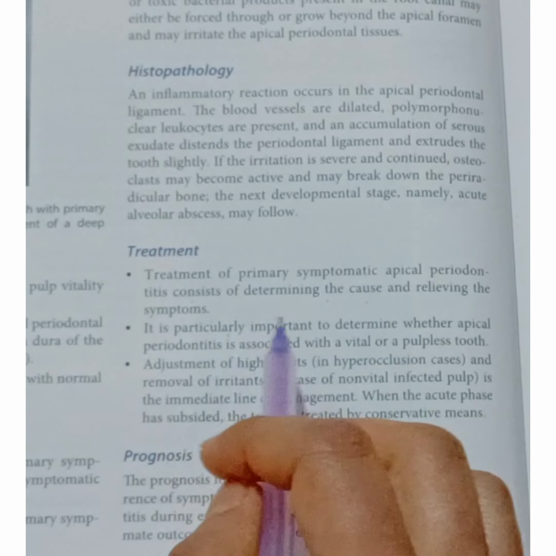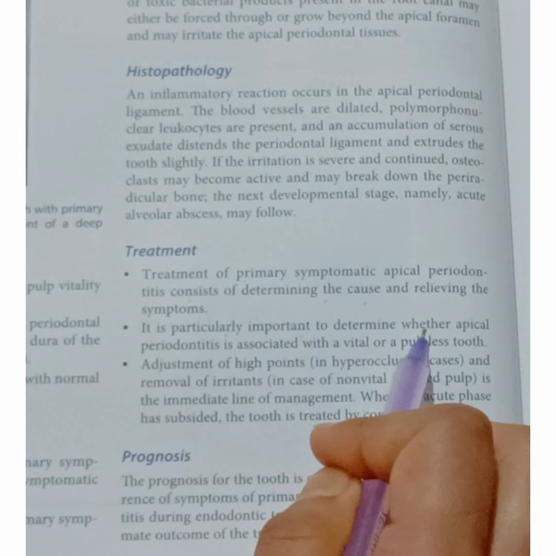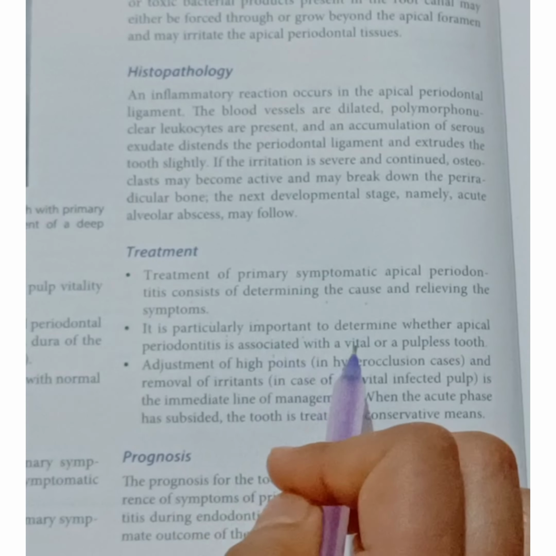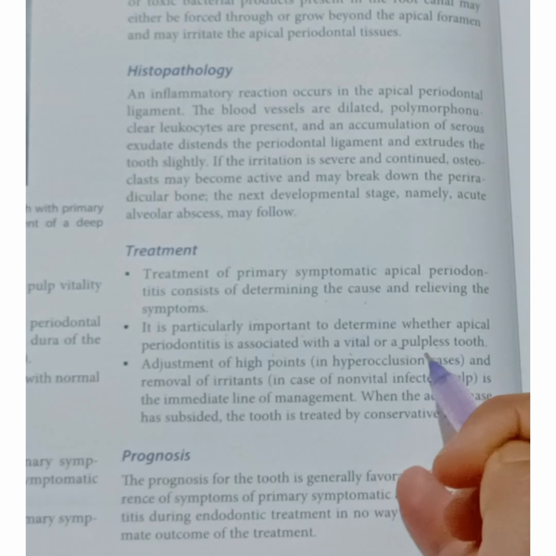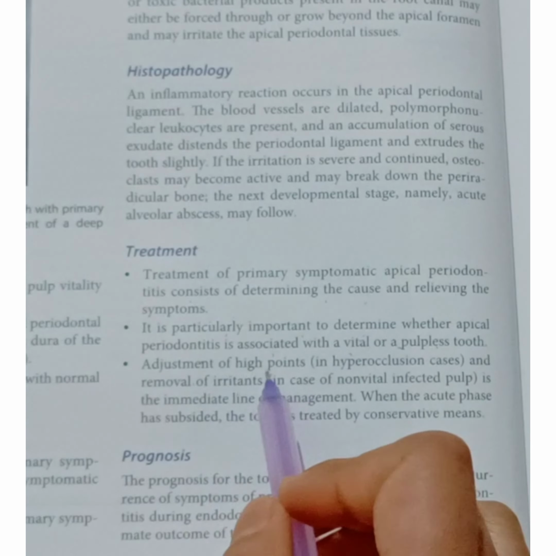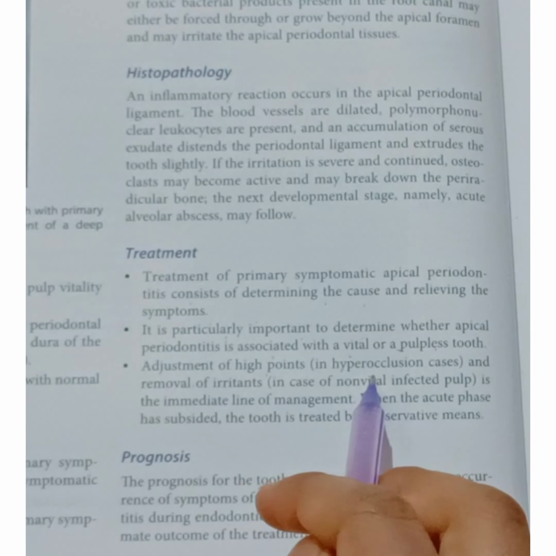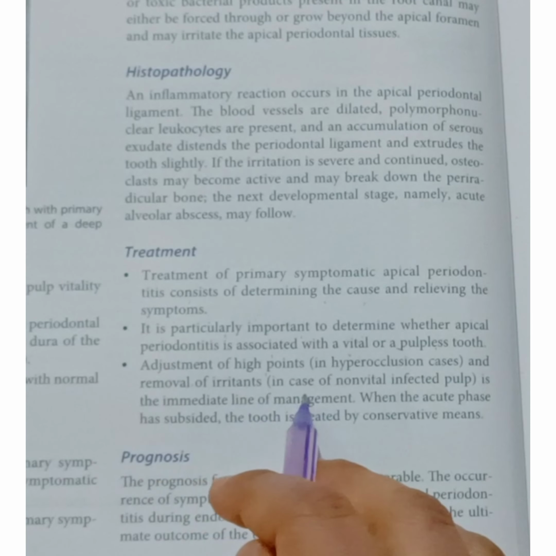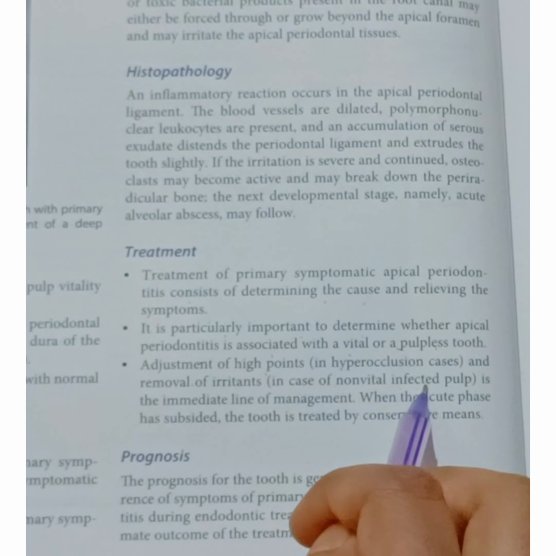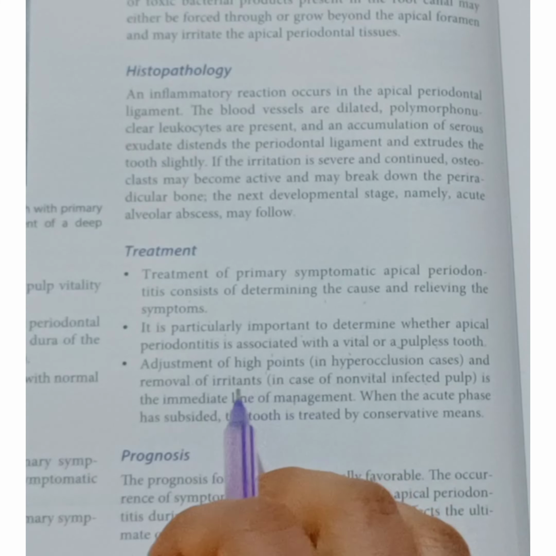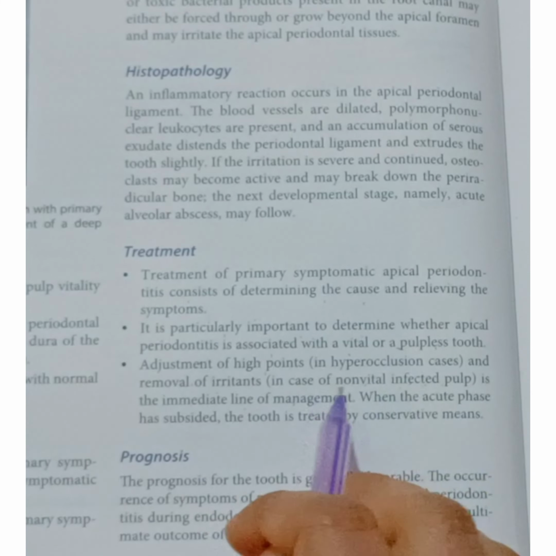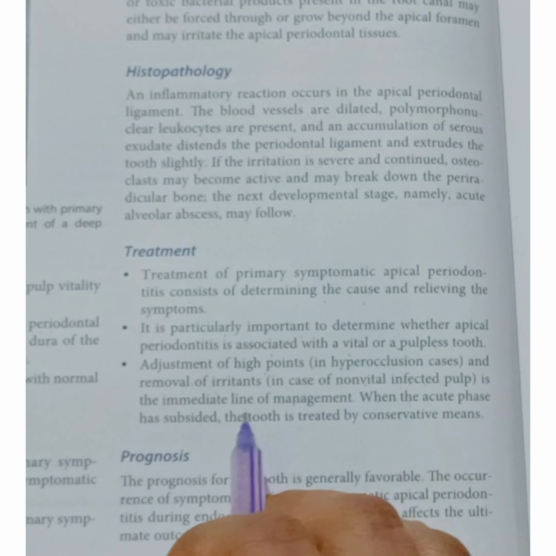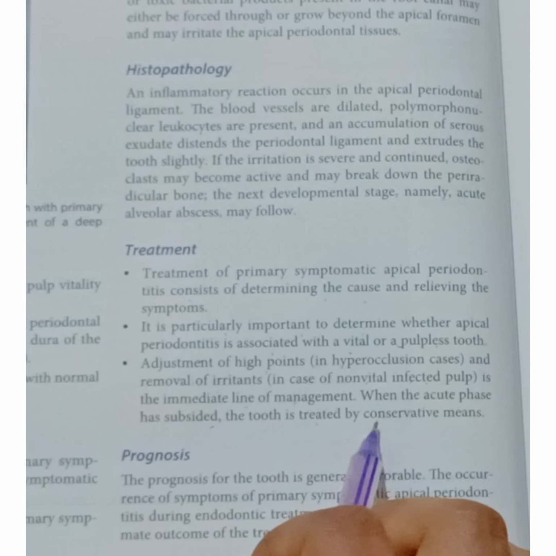So, it is particularly important to determine whether apical periodontitis is associated with a vital or a pulpless tooth, and we can then determine the treatment plan. Adjustment of high points in hyperocclusion cases and removal of irritants in case of non-vital infected pulp is the immediate line of management. Removal of irritants in case of non-vital infected pulp, that is RCT. When the acute phase has subsided, the tooth is treated by conservative means.